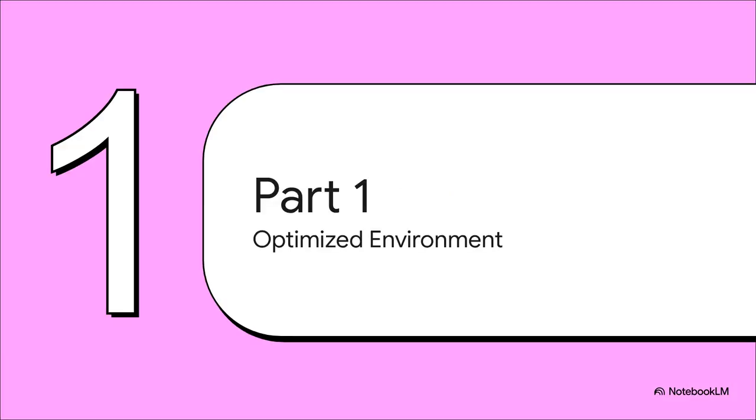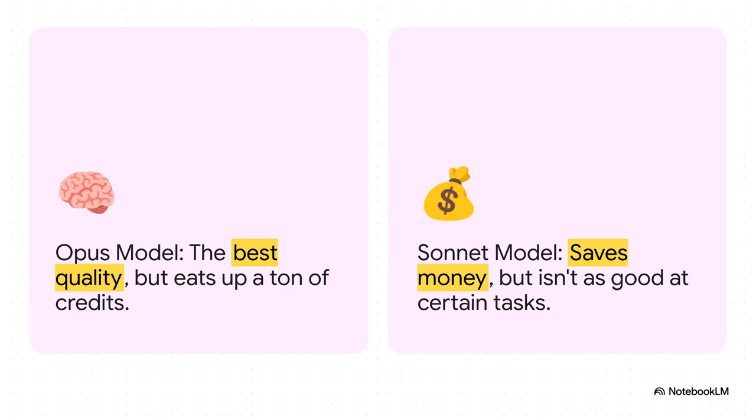So first things first. Any master developer will tell you, you gotta optimize your environment for cost and for focus before you even think about writing a single line of code. So that's exactly where we're gonna start. Now, every single Claude Code user runs into this problem. It's this core dilemma, right? Do you go with Opus, the best, highest quality model, and just watch your credits burn away? Or do you pick the much cheaper Sonnet model and maybe risk getting lower quality outputs? It's a constant, frustrating trade-off.